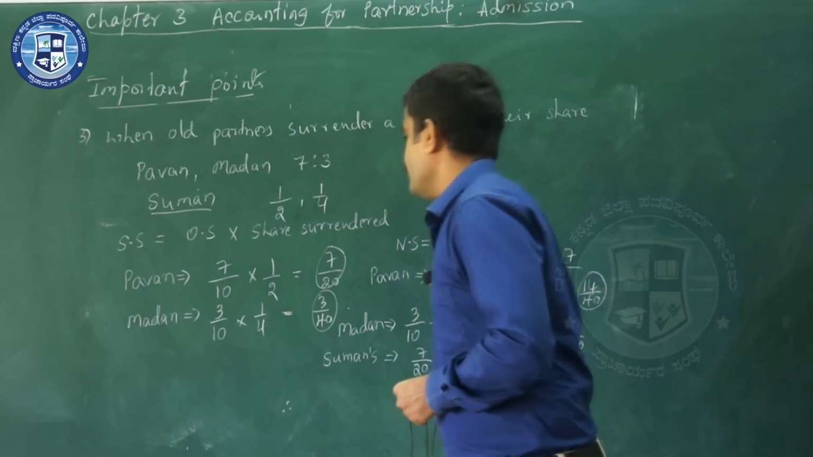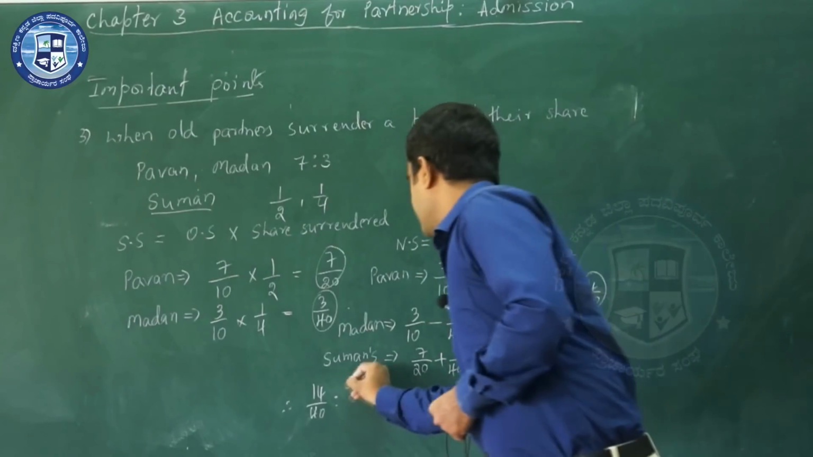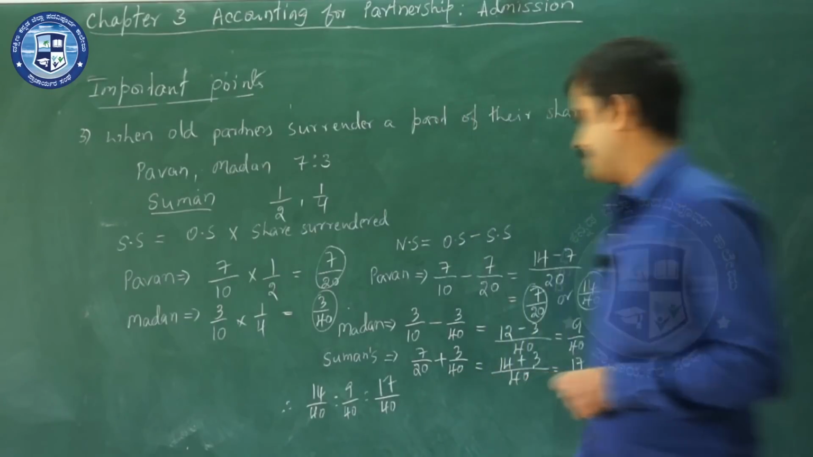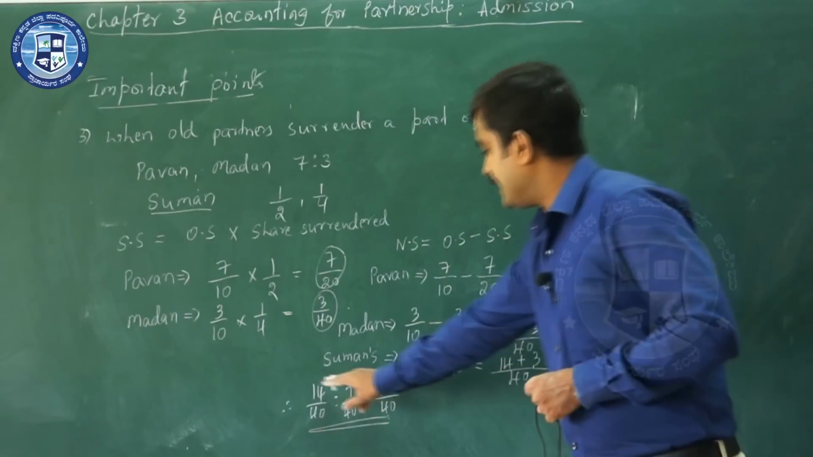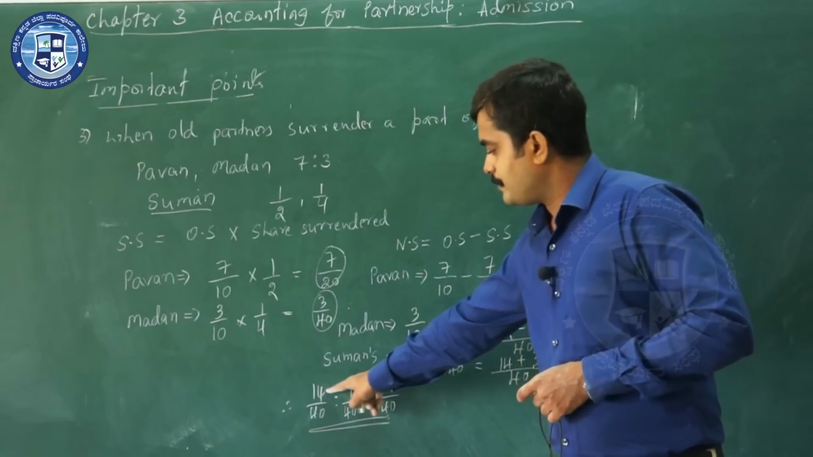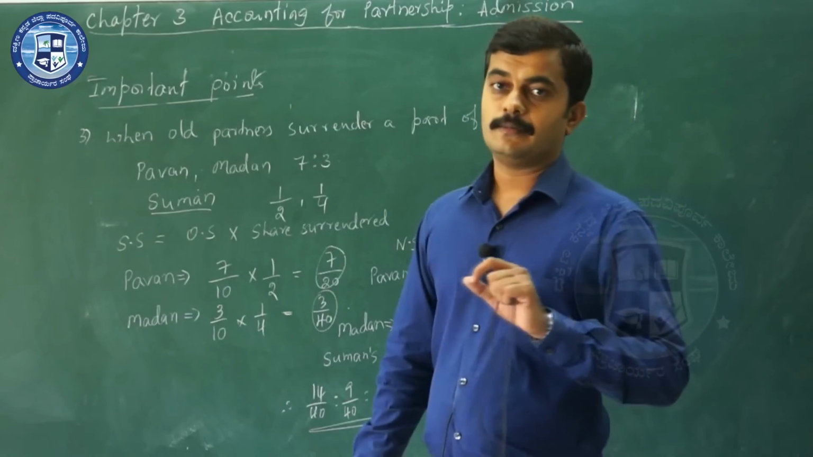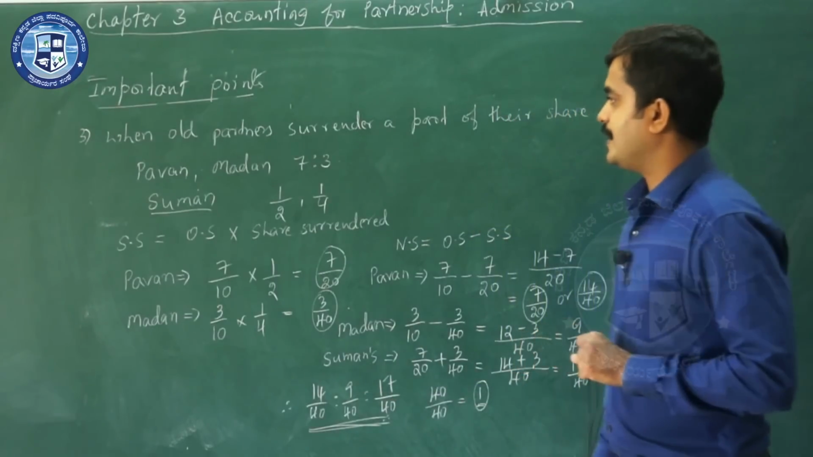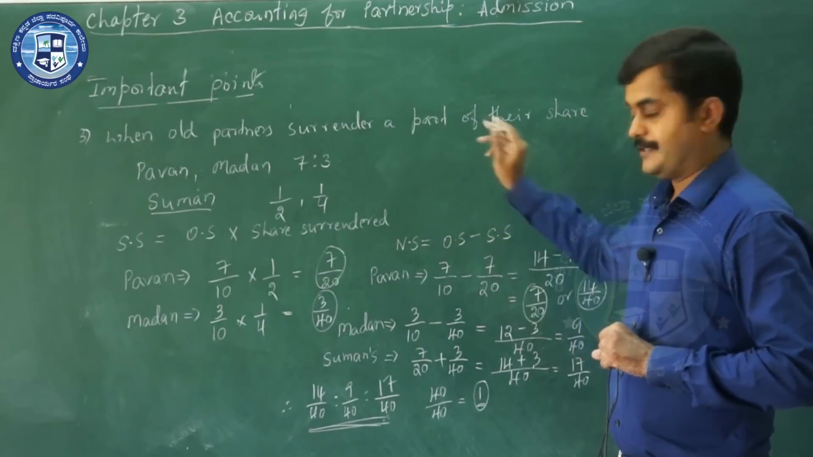Therefore, the new ratio of all partners will be 14 by 40 is to 9 by 40 is to 17 by 40. And we can check whether this new ratio is correct or not by adding all the shares of all partners. So 17 plus 9, 26 plus 14, 40. We get 40 divided by 40, that is 1. So total share of a partnership is always 1. So this answer is correct. So this is how new share is calculated when the problem gives share surrendered by old partners.